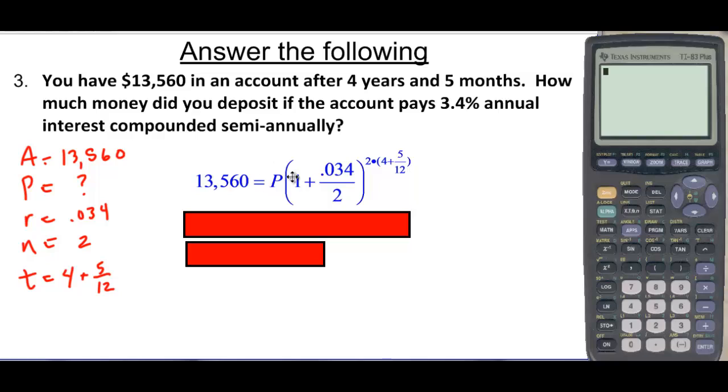So if you notice, the variable that I'm looking for is on a side with stuff. It's not alone like the A is. So what I'm going to do is type the right-hand side into my calculator, get a decimal, keep it in my calculator, and use that to calculate P. So in my calculator, I'm going to use parentheses. I'm going to type in the right-hand part. 1 plus 0.034 divided by 2. Okay. Raised to, in parentheses, 2 times, and I'm just going to use parentheses, 4 plus 5 divided by 12. And then close both parentheses. Hit enter, and I get this really long decimal.